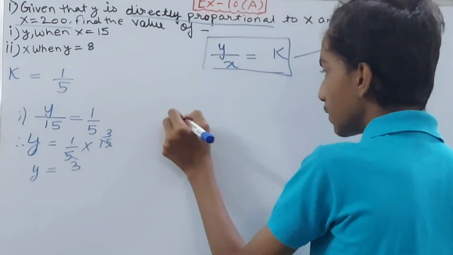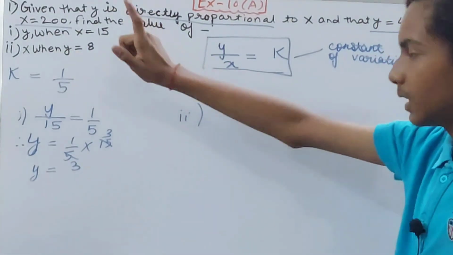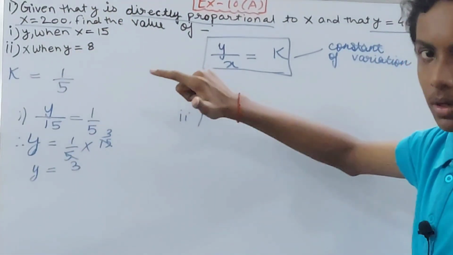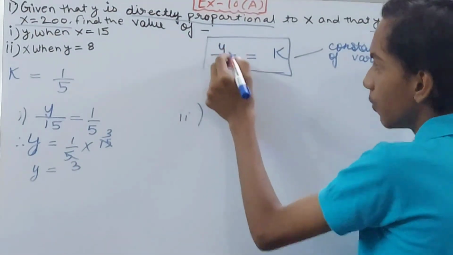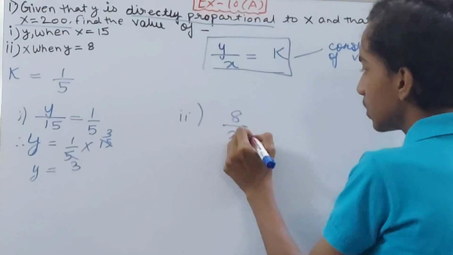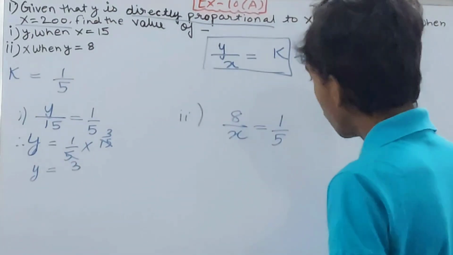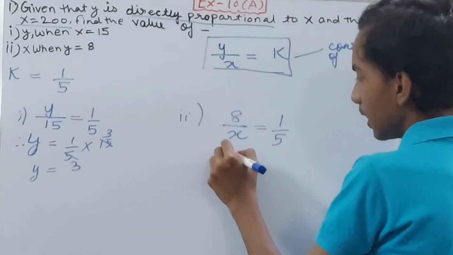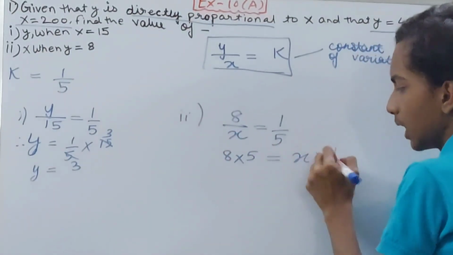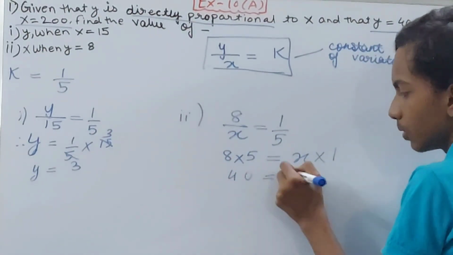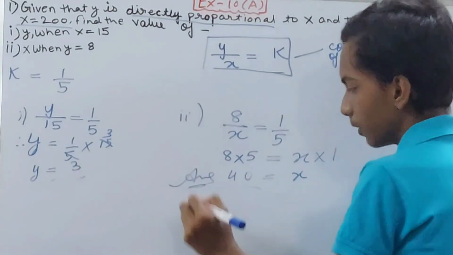Now the second part of this question is when you have to find x but you don't have the value of x, you have the value of y. So again, y upon x, y is 8 upon x is equal to 1 by 5. Okay, so what will happen? I'll cross multiply. 8 into 5 is equal to x into 1. So 40 is equal to x, and that is your answer. The first will be 3, the other will be 40.